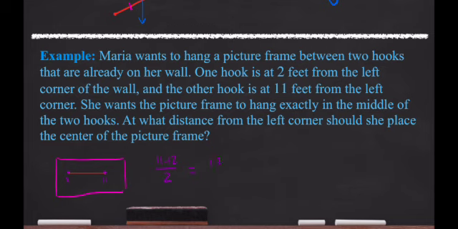So in other words, this would be 13 over 2. We can change that into a mixed number. 2 goes into 13 6 times with 1 remaining. So we can say 6 and a half, or we could even write it as a decimal, 6.5 feet from the wall. So that would be our answer to this problem. We are looking for the midpoint in terms of this line segment.